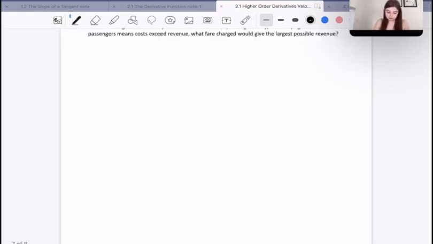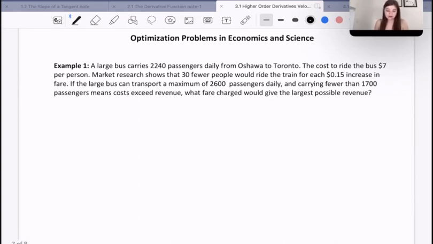All right, so the first question I'm going to answer today is: a large bus carries 2,240 passengers daily from Oshawa to Toronto. The cost to ride the bus is $7 per person. Market research shows that 30 fewer people would ride the train, or I guess the bus, doesn't matter, for each 15 cent increase in fare. If the large bus can transport a maximum of 2,600 passengers daily and carrying fewer than 1,700 passengers means costs exceed revenue, what fare should be charged to give the largest possible revenue?